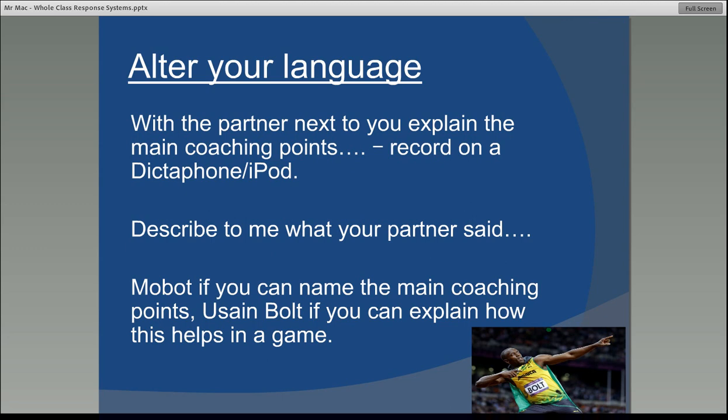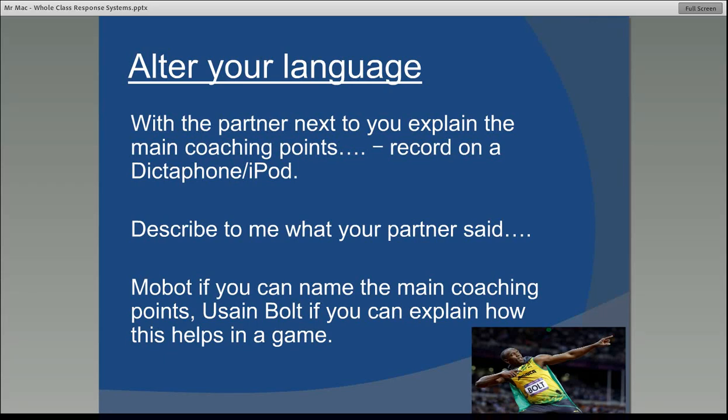Sometimes as well, if you're summarising the learning at the end of a lesson, what I found myself doing earlier on in my teaching was, if we're doing a main coaching point of rucking or mauling in rugby, rather than just asking 2 or 3 students to give me a response, I'm doing things like what you see here at the bottom of the slide. I may say, could you show me the Mobot if you know the main coaching points of a ruck? And then that way I will get a response from almost everybody.